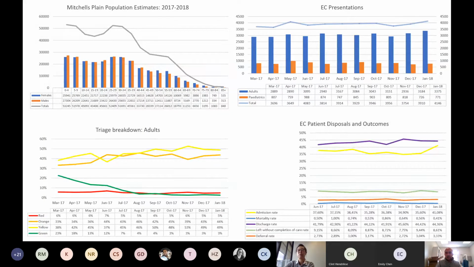I've got a few examples here of monitoring metrics. For example, if you look at the right bottom one, the disposal and outcomes, I've got a deferral rate and a mortality rate and a left without completion of care rate. And each one of those gives you an indication about quality. The left without completion of care is an internationally recognized quality metric that actually is affected by quite a lot of processes.